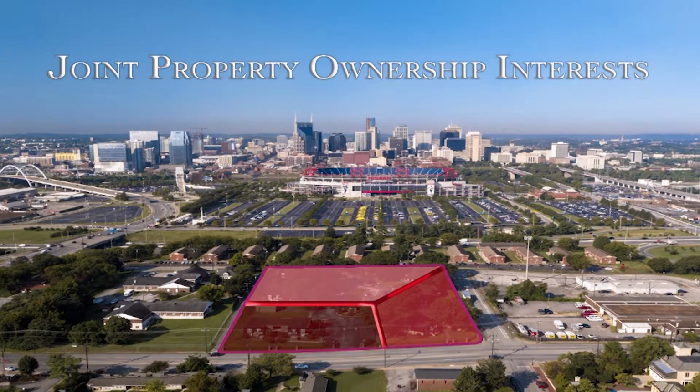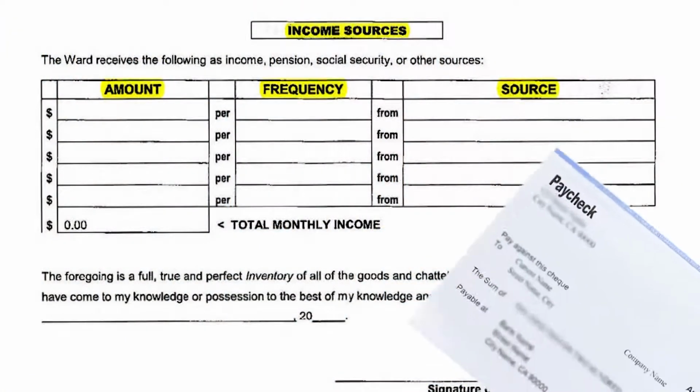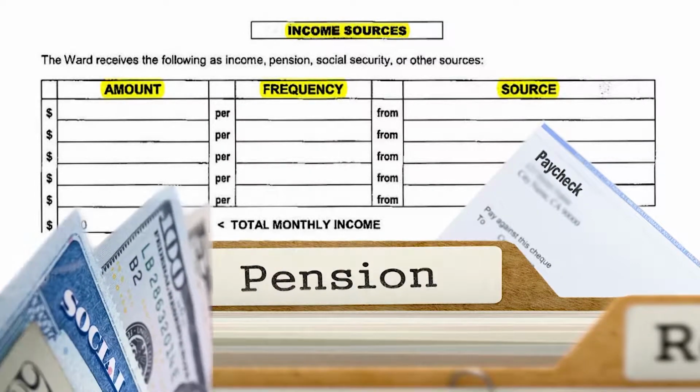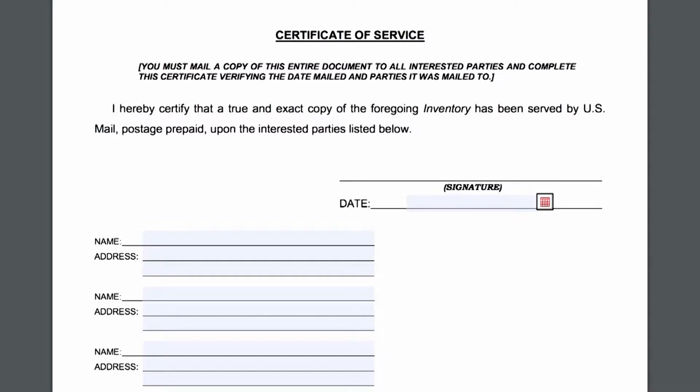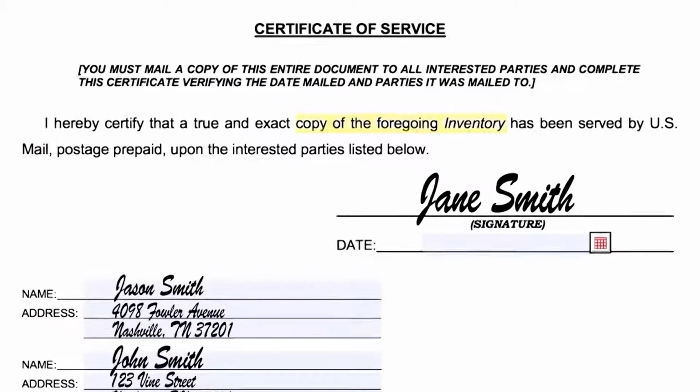You will need to list the amount, frequency, and all of the respondent's income sources in the inventory, in addition to listing all of the respondent's personal property and real property. For example, if the respondent receives a paycheck, a pension, or Social Security income, that all needs to be detailed on the inventory. Once you have fully completed your inventory, it is your responsibility as the conservator to make sure that everyone who is legally entitled, in other words, all interested parties, receives a copy of the inventory.